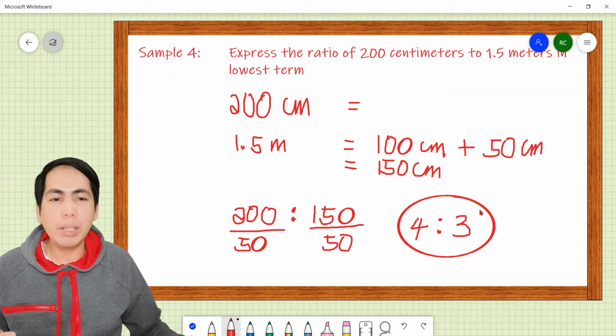So there is no unit for ratio. So there you have it, how to express ratios in lowest terms.